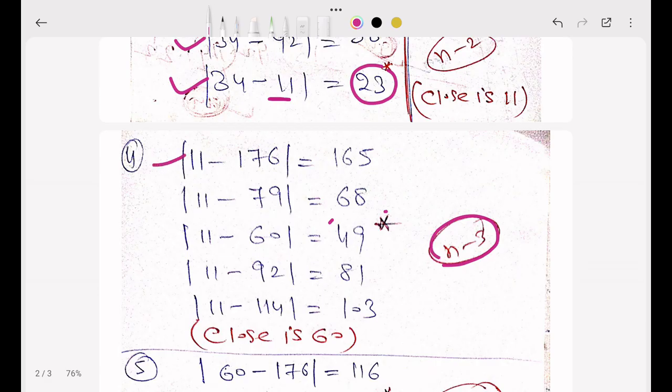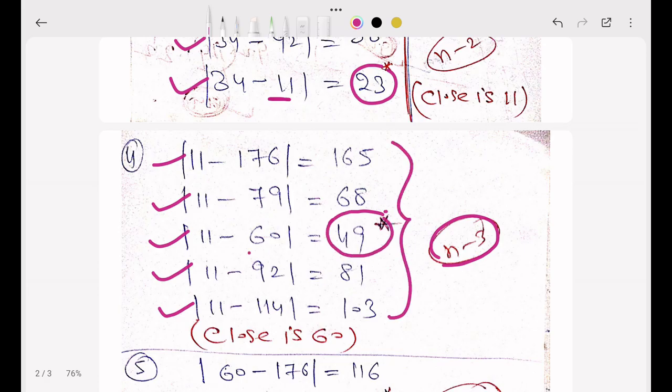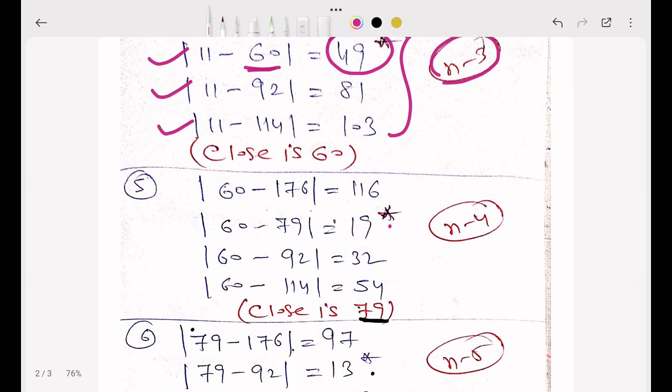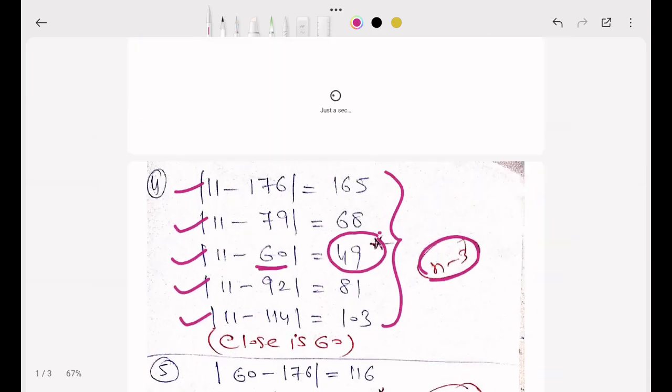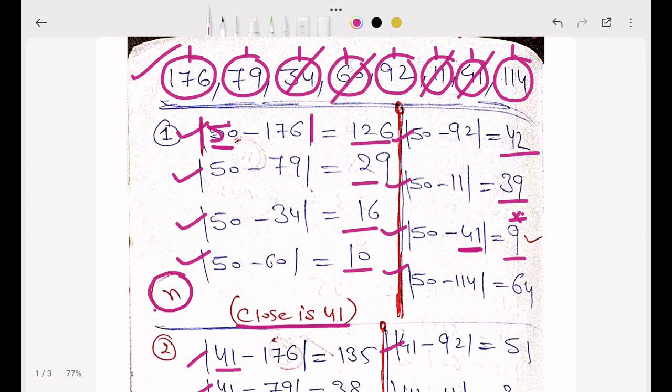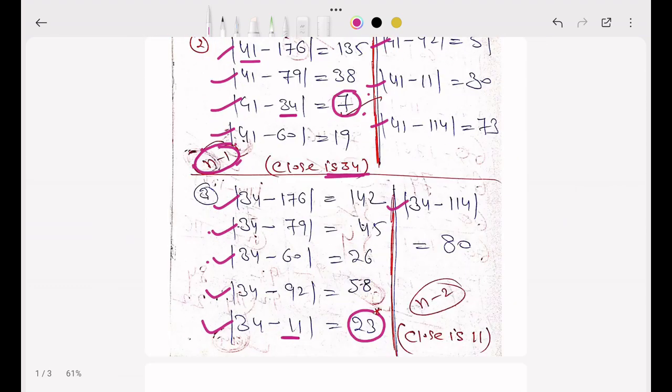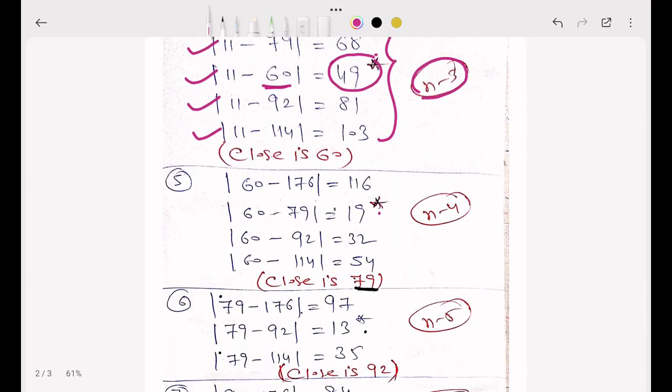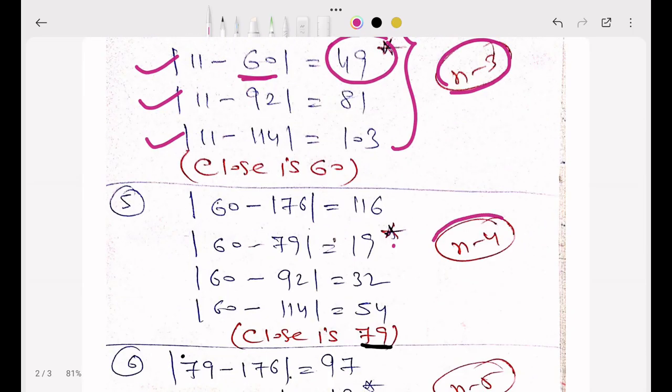Now 11 minus 176, 11 minus 79, remaining elements: 11 minus 60, 11 minus 92, 11 minus 114, and the smallest among these is 49. So my next head is 60, that is very close to 11. Similarly, I will remove this 60 from here. So total comparisons are now n minus 4.